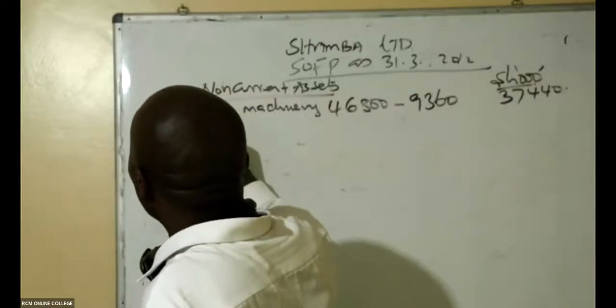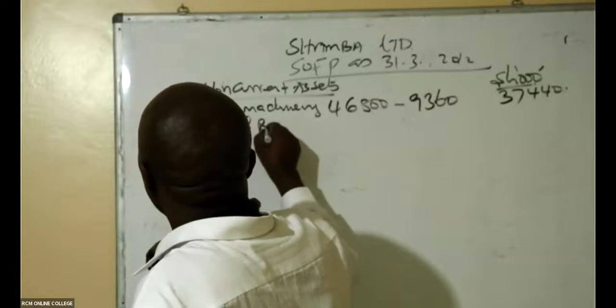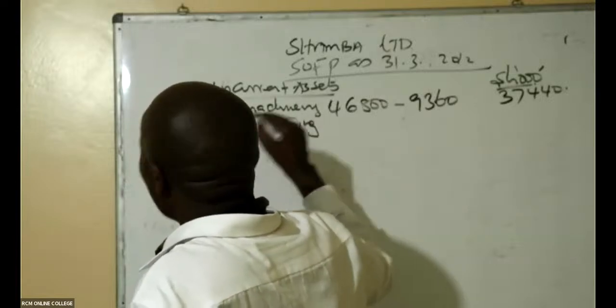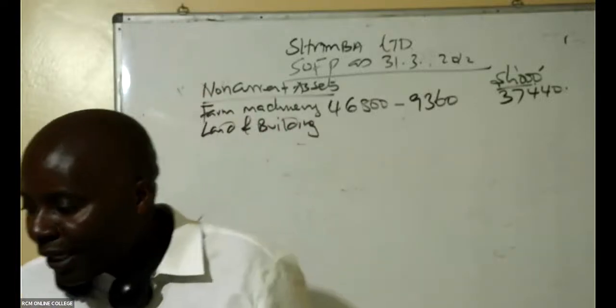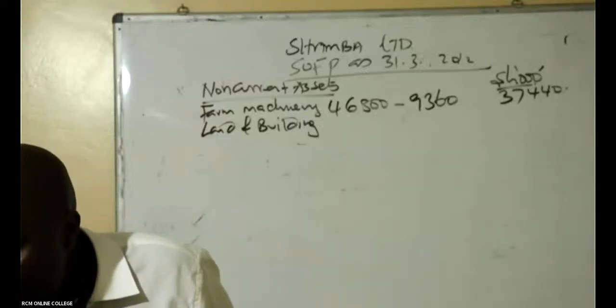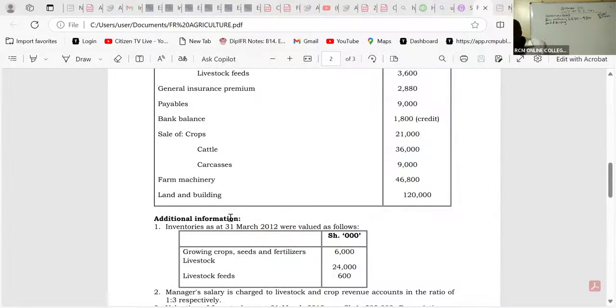After that, we have land and building. They have given us a figure and they never hinted at any depreciation. So land and building, what figure do we have here? 120,000. Whenever there is land, you can't talk about depreciation unless they isolate building.